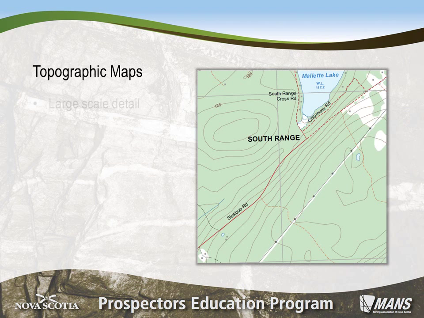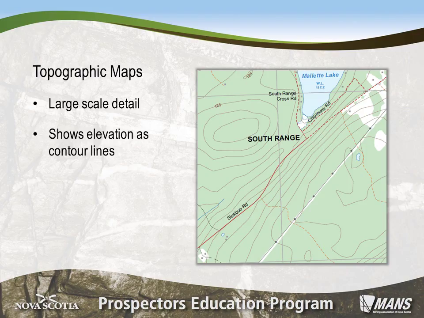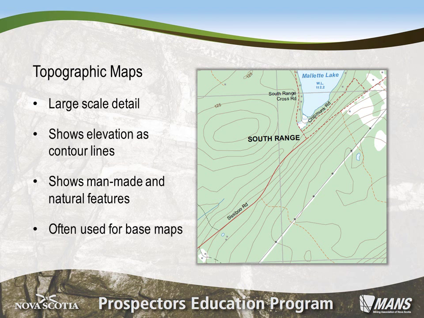Topographic maps show large-scale detail of elevations as contour lines. This image is a small portion of a 1 to 10,000 topographic map downloaded from the GeoNova website. These maps show both man-made structures and natural landform features. They are often used as base maps for the plotting and production of geological maps.